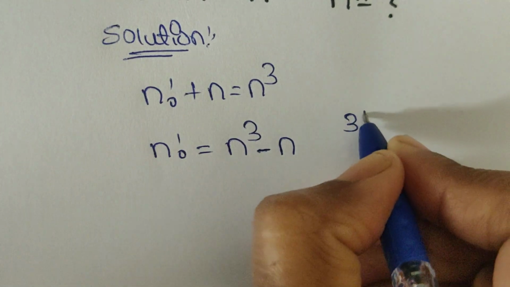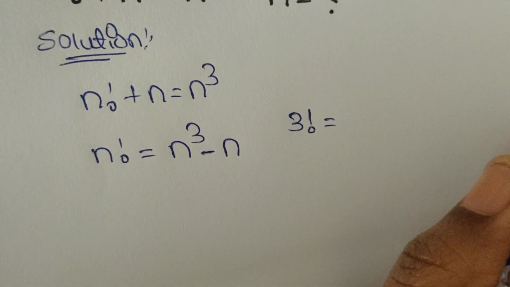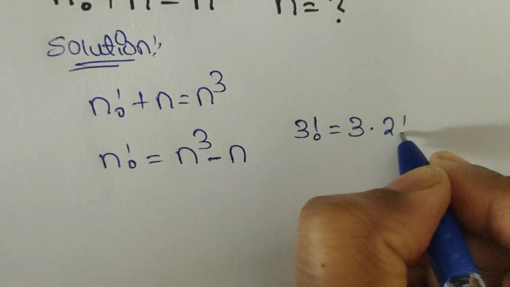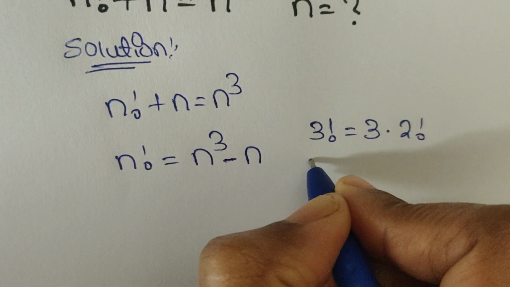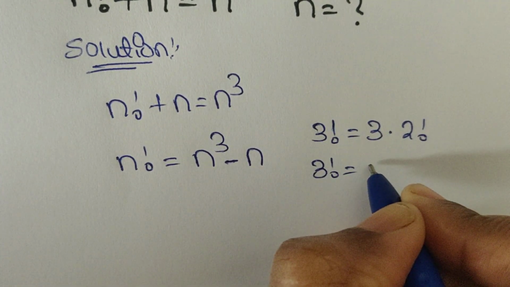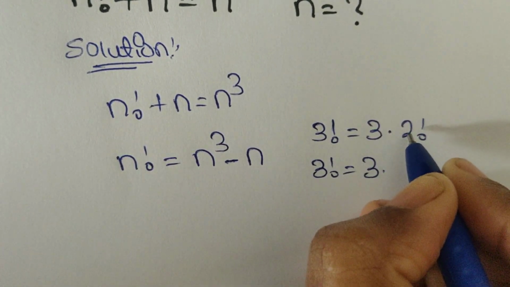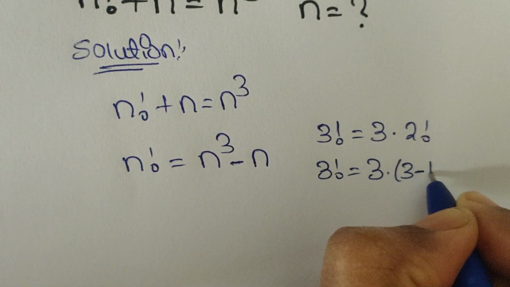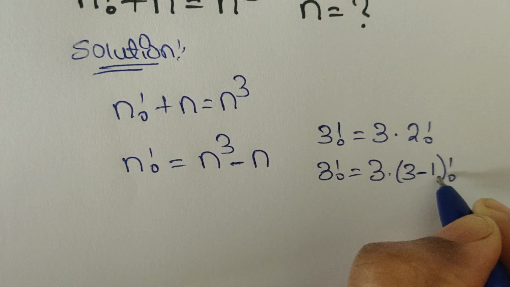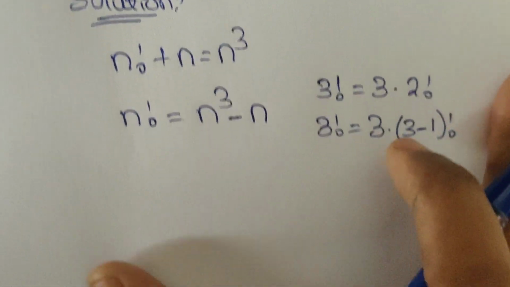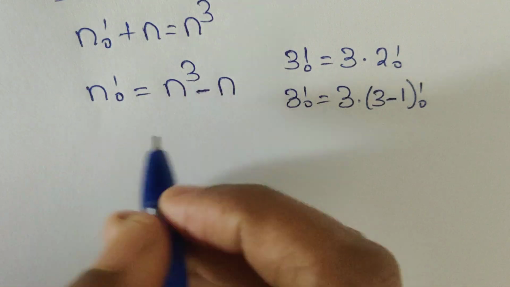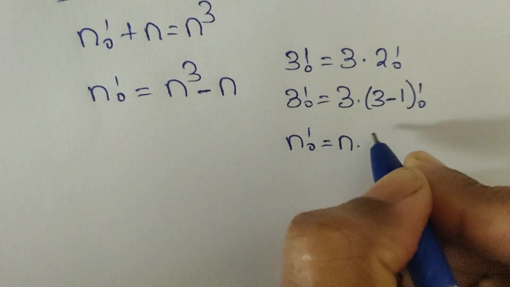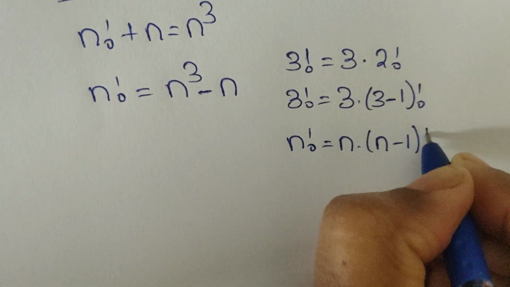For example, 3 factorial is equal to, we can write this as 3 times 2 factorial. 3 factorial is equal to 3 times 2 factorial, and 2 can be written as 3 minus 1, so 3 minus 1 factorial. In the same way, we can write n factorial as n times n minus 1 factorial.